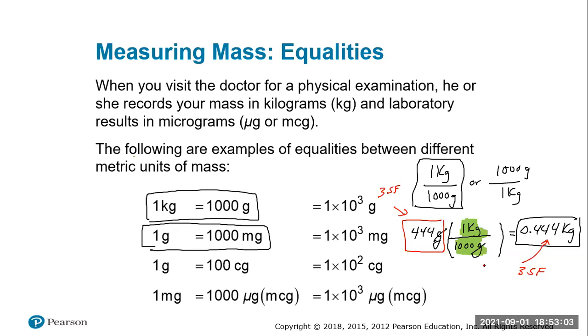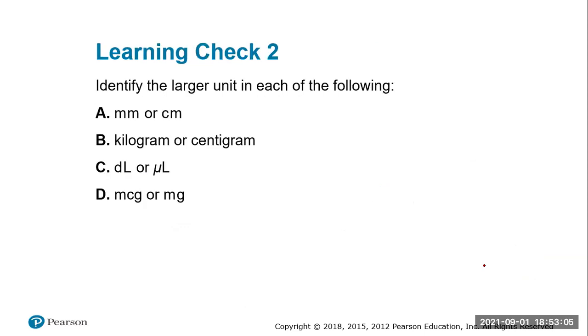Yeah. So which one is the larger unit here? Millimeters or centimeters? The larger unit here is a centimeter. A centimeter is larger than a millimeter. Again, the millimeters are the smaller lines on the ruler. In terms of a kilogram, kilo is larger than centi. Kilo is 10 to the 3. Centi is 10 to the minus 2. So kilogram here would be larger.